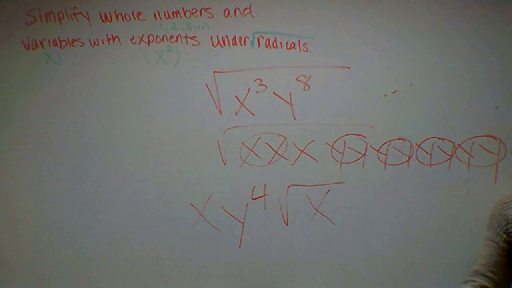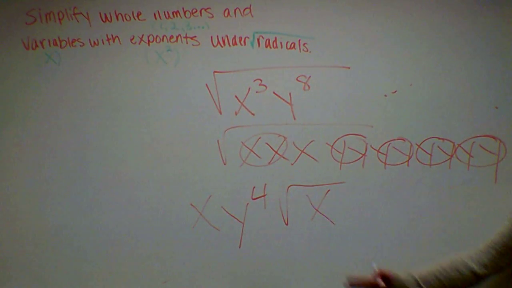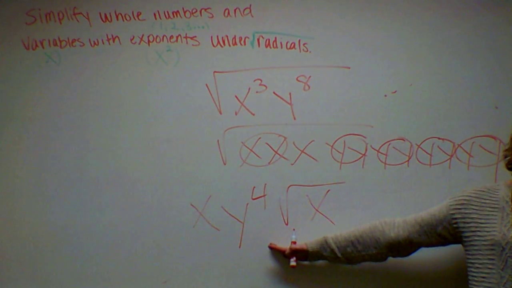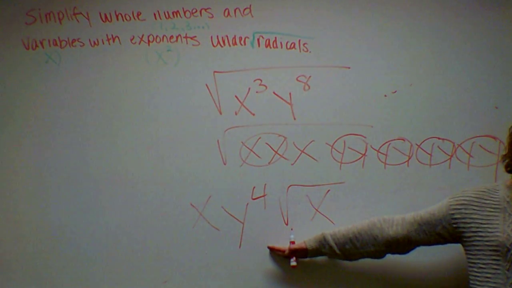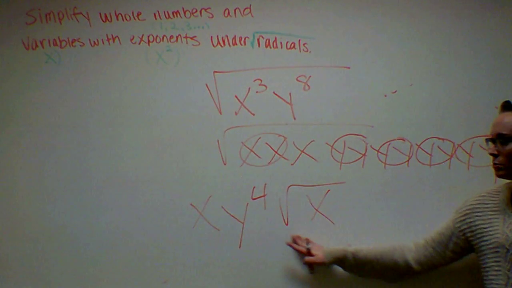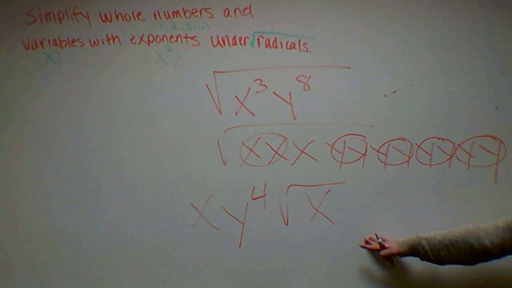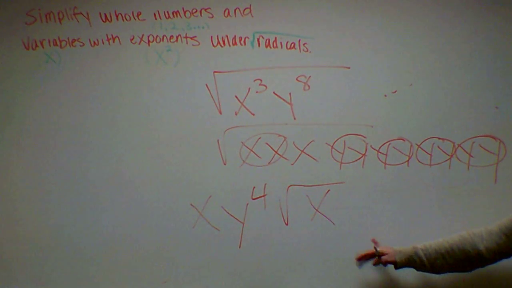Well, x and y are two different things. You can't put them together. Well, what's x times y? We don't know. That's why it's just x, y to the 4th. If they said x was 2 and y was 7, we could solve it. But this is the most we could do. So don't let them freak you out, they're just letters.